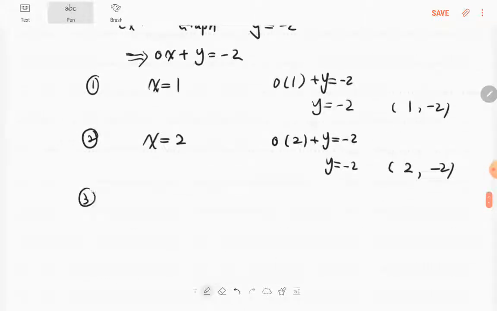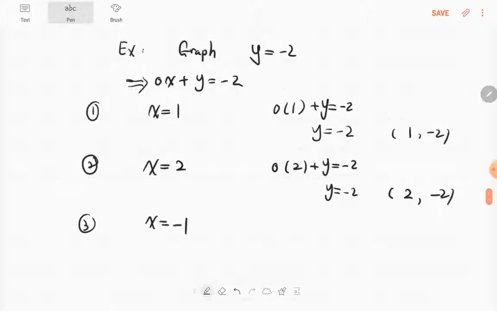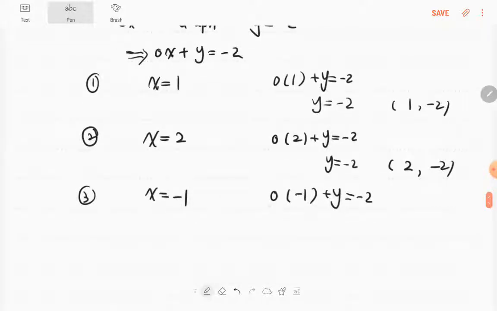And for example, this time we set a negative value for x. We use -1 to replace x in this equation, it will be 0 times -1 plus y. And we realize we still get a 0 for this term. We'll get y equal to -2. And the third point will be -1, -2.